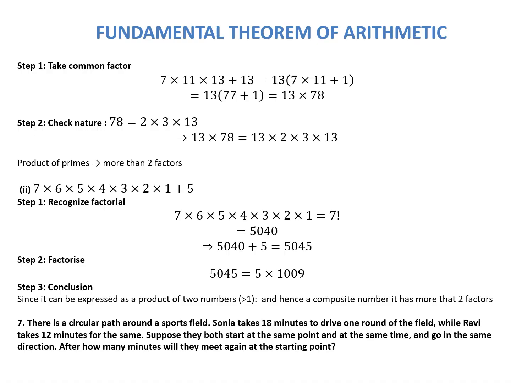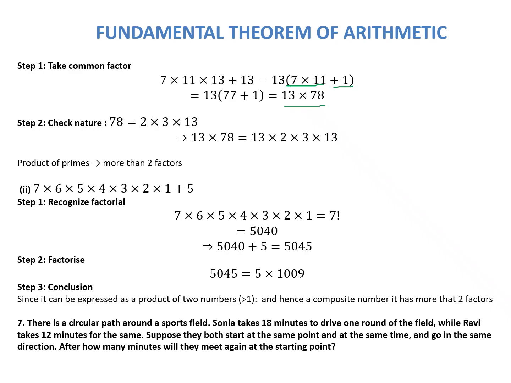Okay. Now we have a number here, 7 into 11 into 13 plus 13. So for simplicity, we have taken 13 as common here. If we take 13 as common, then we have 7 into 11, and then plus 1. So 7 into 11 is 77, 77 plus 1 is 78. So 13 into 78 is the product that we are going to have.